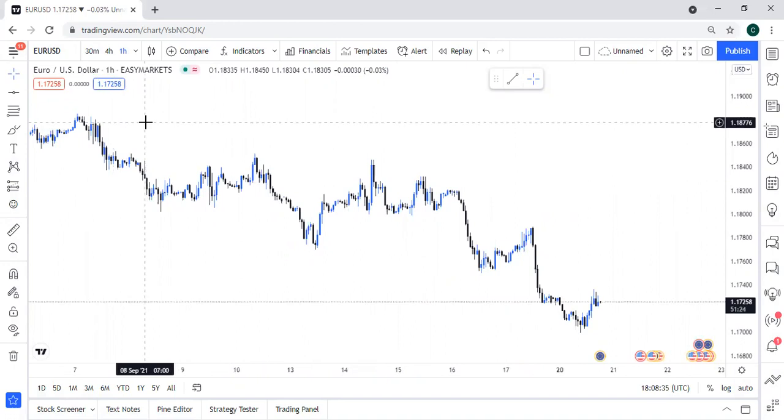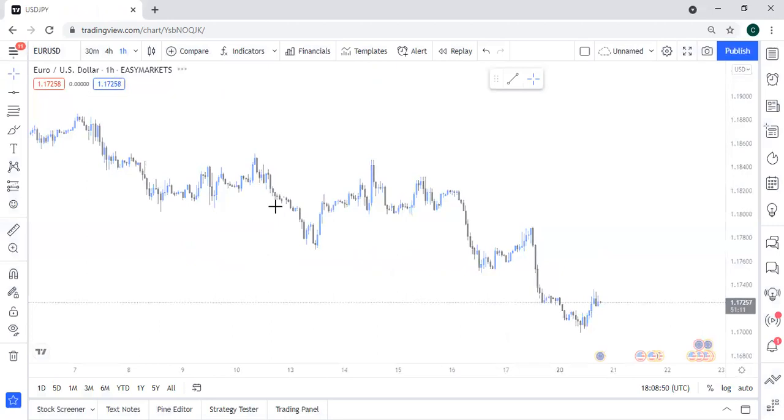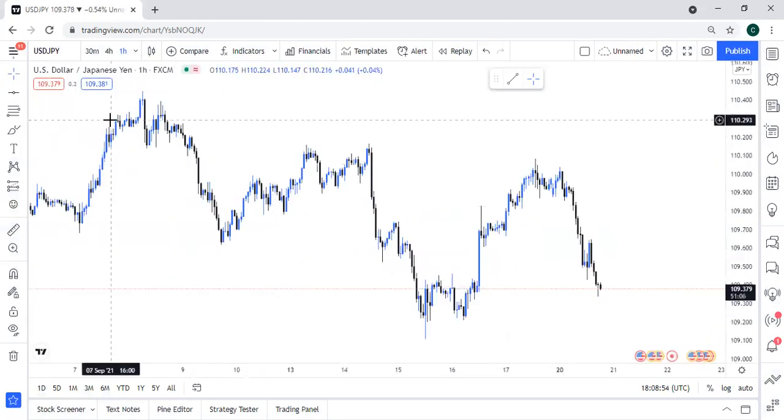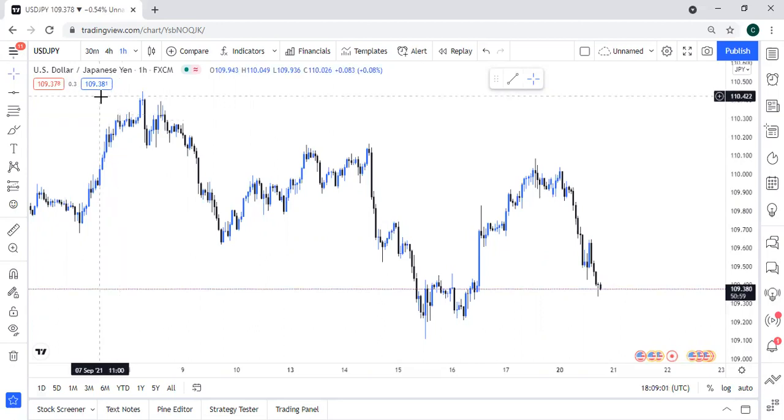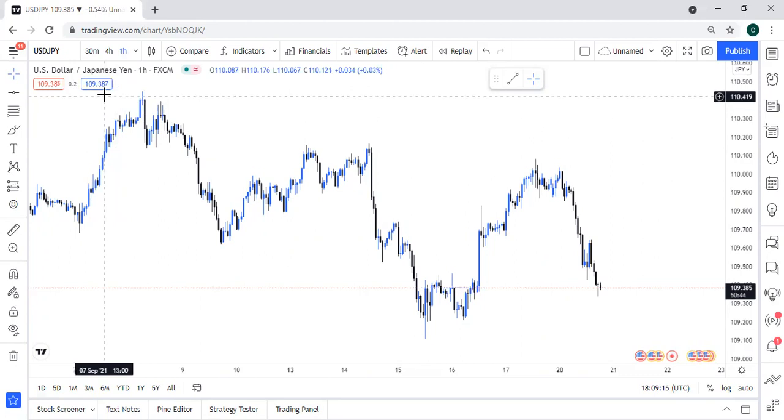All right. Now we move to the JPY pairs. Here we have 109.38. So for the Japanese pairs, if it is 10 pips, you just add 10 to it, so it will be 109.48. If it is 5 pips, it will be 109.43. So that is it. Then we move to gold.